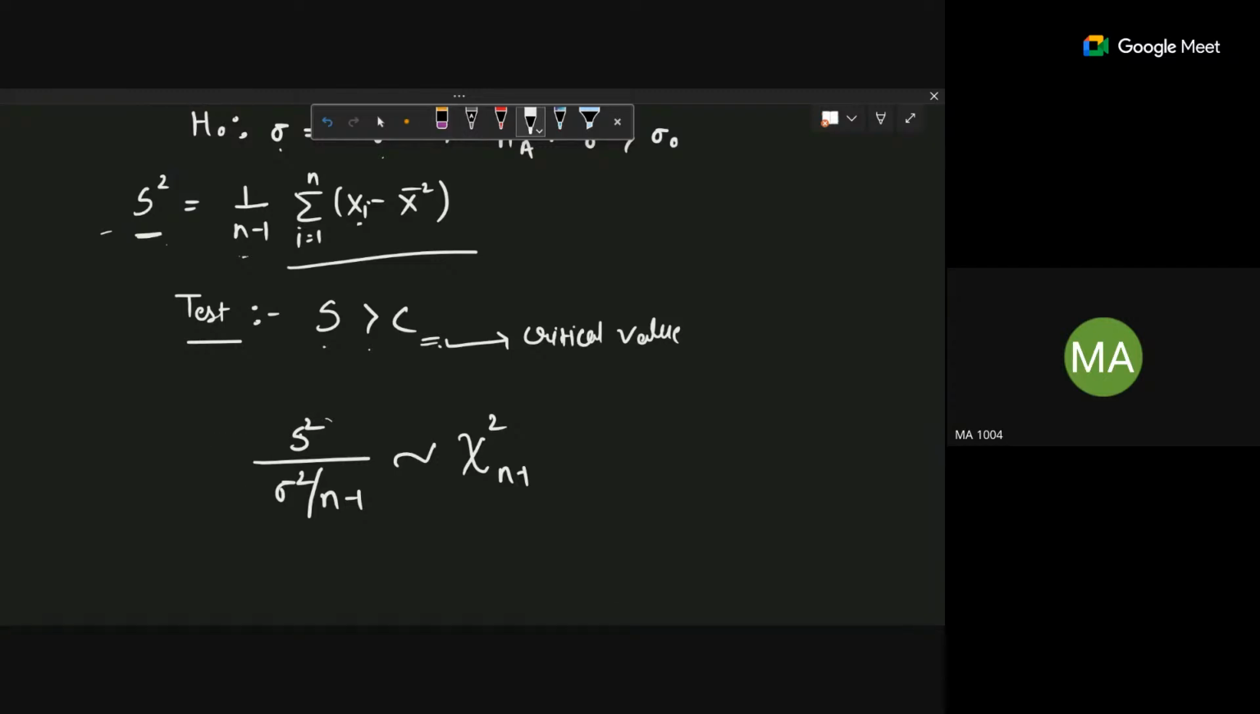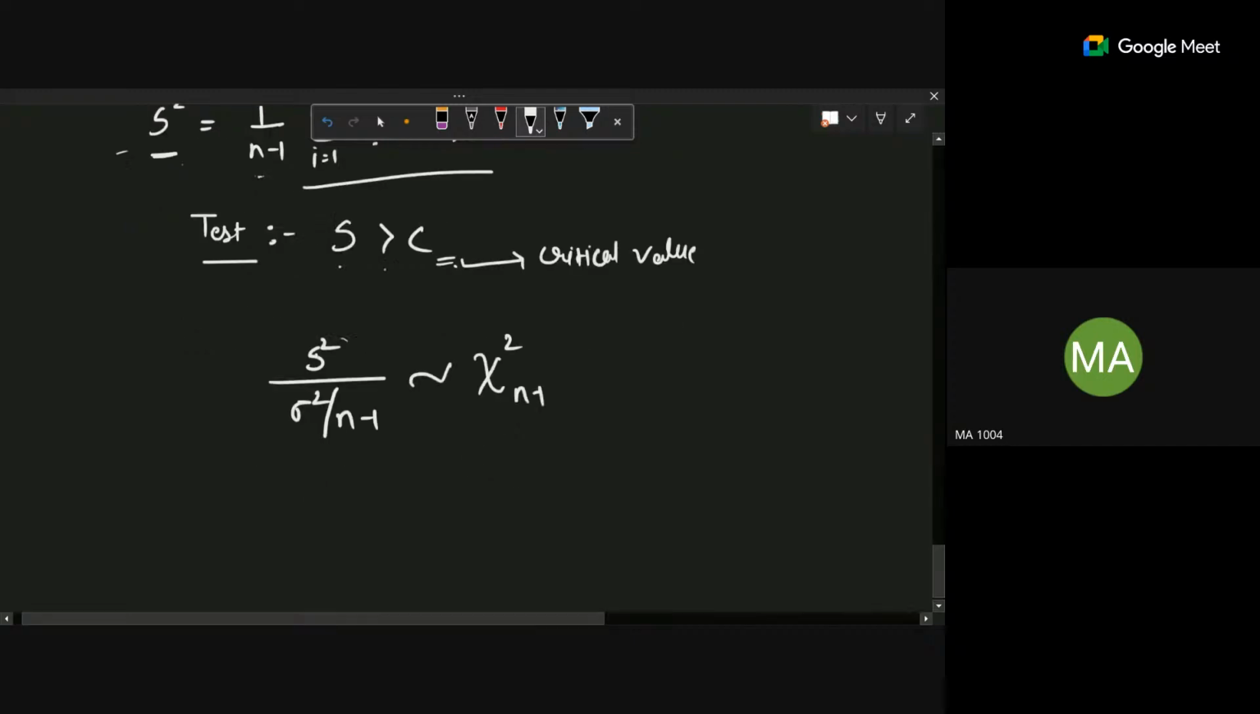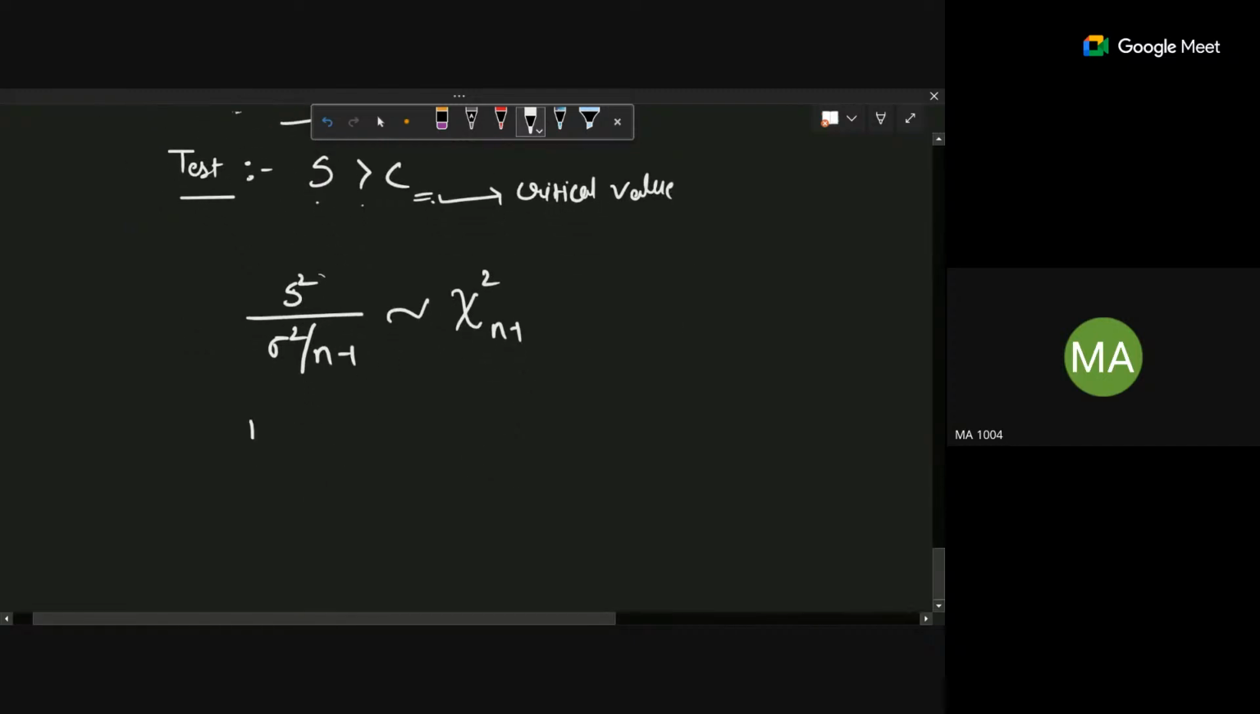So this is how we have our chi distribution. When will it come into the picture? Whenever there are things to check for variance, we will take the ratio of variance, and this ratio of variance will follow a chi distribution.